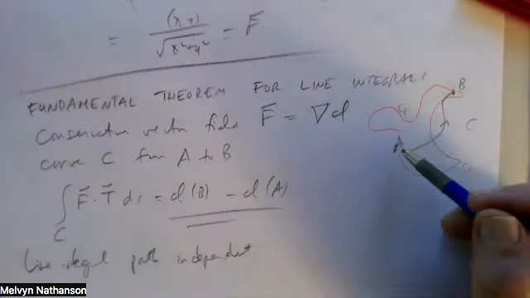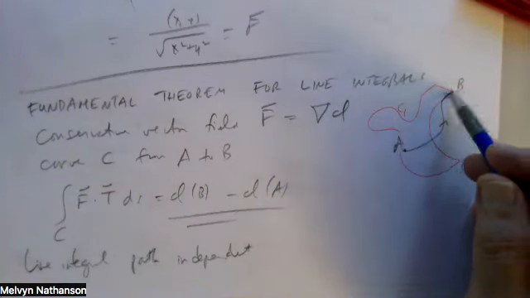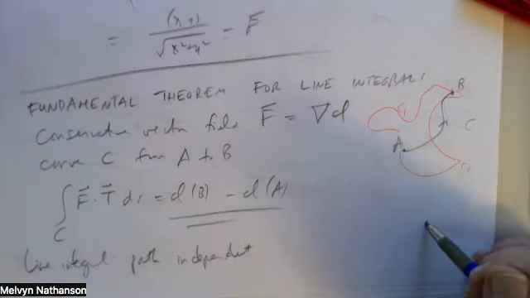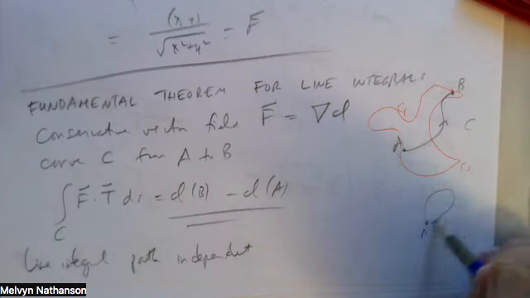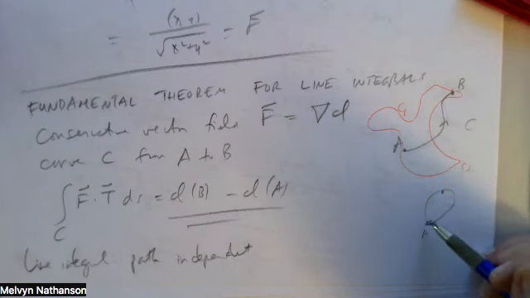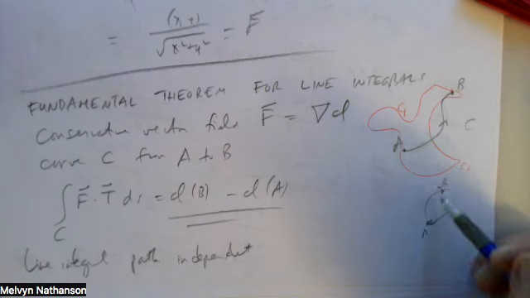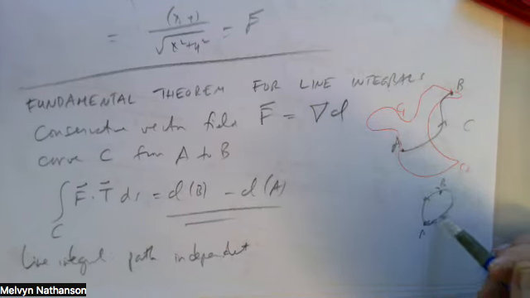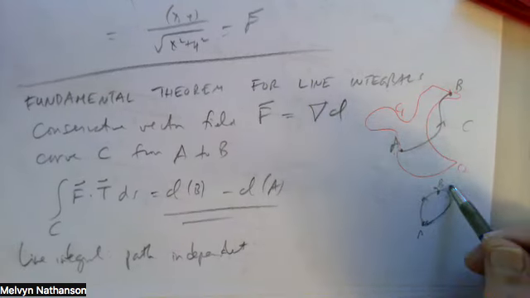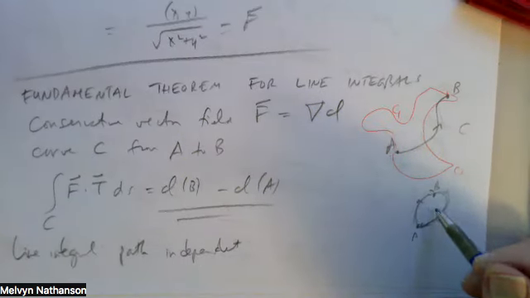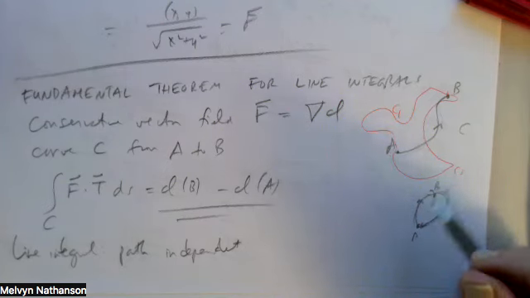Now, the line integral from A to B is the negative of the line integral from B to A. Suppose you have a curve that starts at A and ends at A. Take some point B on that curve, and think of two curves. You have a curve from A to B, and then you have a curve from B to A. Now the curve from B to A is the negative of the curve from A to B. So this and this are equal, but this is minus this.